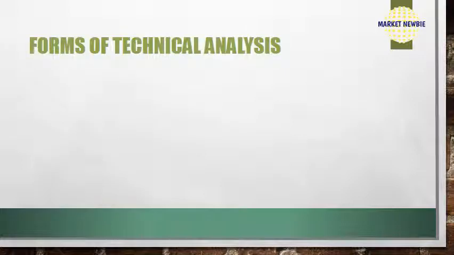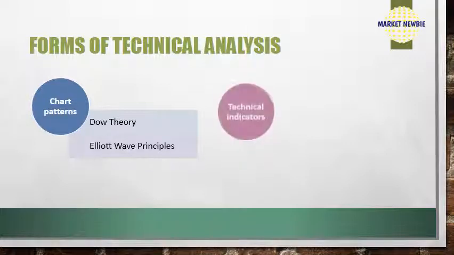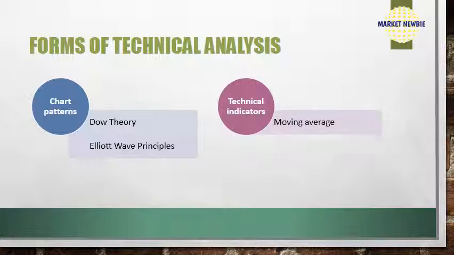There are many different forms of technical analysis. These include chart patterns and technical indicators. Here are some famous pattern-based theories, including Dow theory and Elliott wave principle. And here are some popular technical indicators, including moving average, Bollinger Band, and moving average convergence divergence.